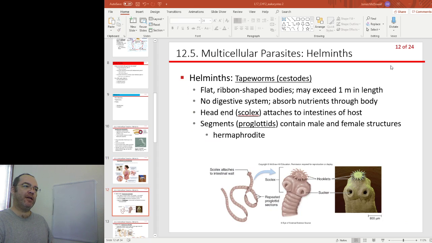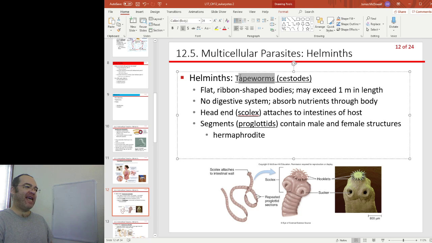Okay, on to slide 12. We have our helminths. Again, we have what we call tapeworms, also known as cestodes, also known as flatworms in many cases, because if you were to cut the worm across and look at its cross section, it would be a flat configuration.